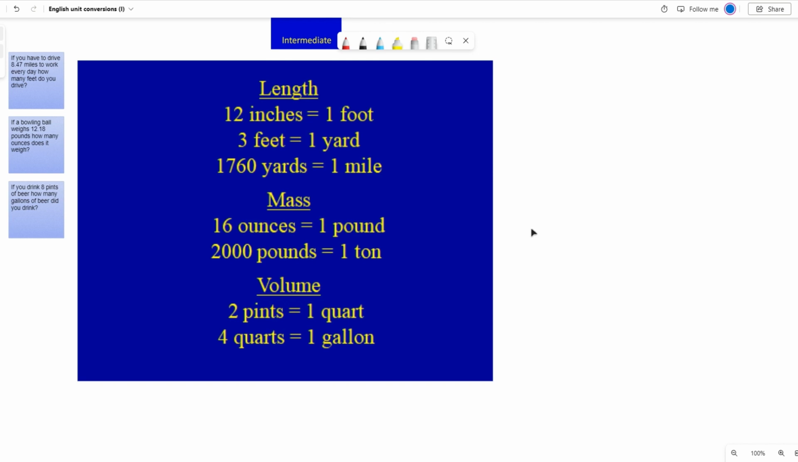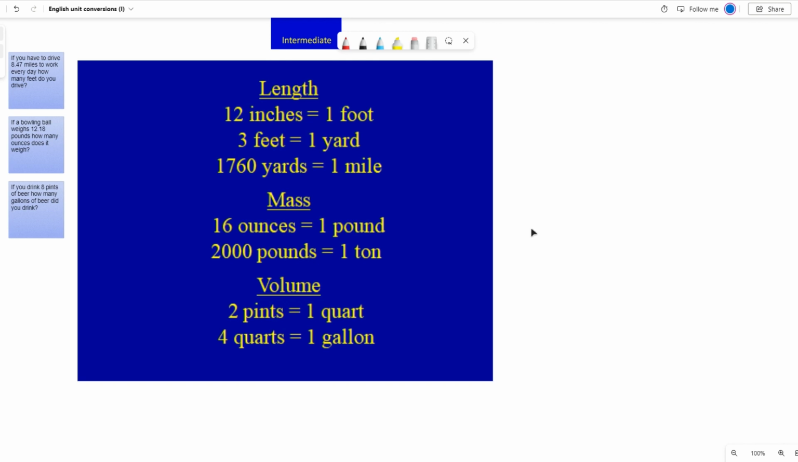So let's take a look at these English units and why they are what they are and how they were derived. As I mentioned before, there really is no rhyme or reason to the relationships between these English units. So you have 12 inches equals 1 foot, then it's 3 feet equals 1 yard, and 1,760 yards equals 1 mile. Those are the English conversions for length.